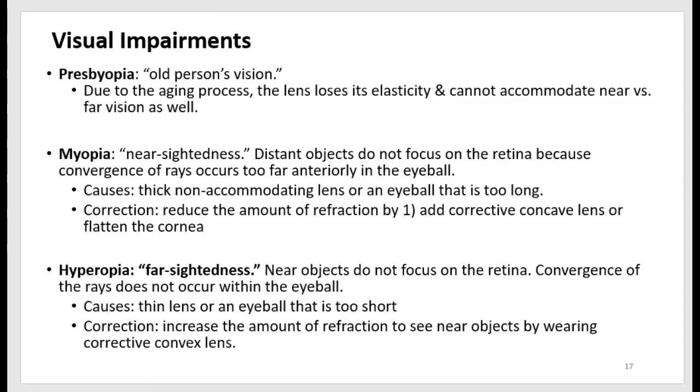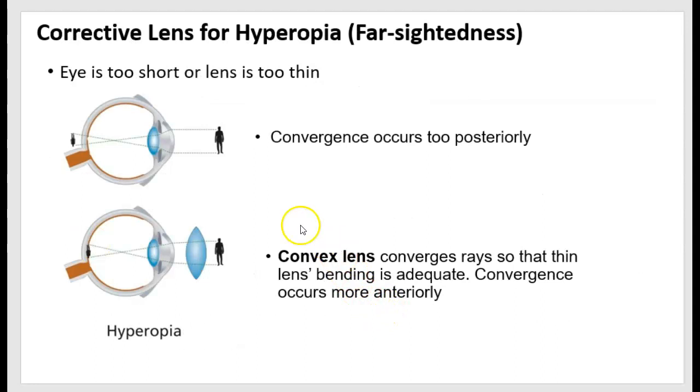to be able to see an object that is closer. So here's the corrective lens for hyperopia. The condition, again, recall, is the eye is too short or the lens is too thin, and we're going with the lens option here. So the lens is too thin, perfect for seeing something distant, bad for seeing something close.